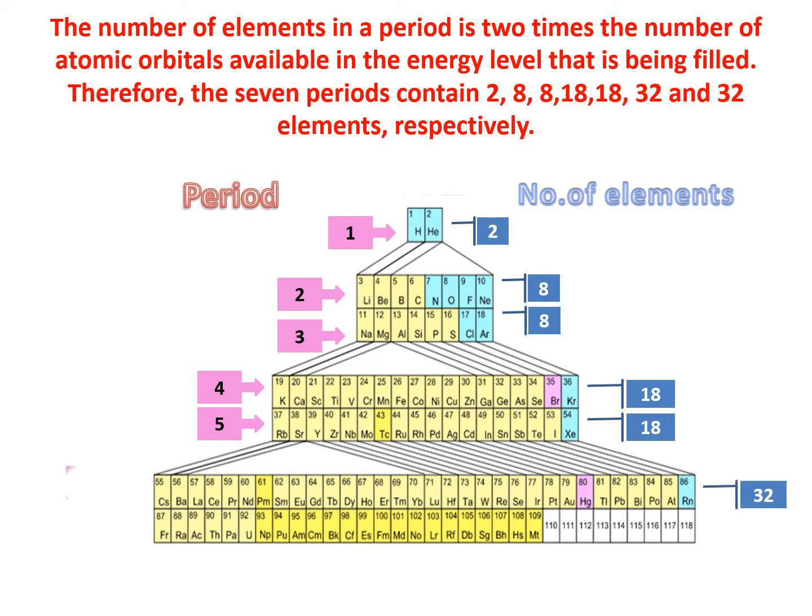Now 32 elements in period 6 and 32 elements in period 7, because here there is entry of f orbitals. So 1 s orbital, 3 p orbitals, 5 d orbitals and 7 f orbitals. Together it becomes 16. So 16 twos are 32.